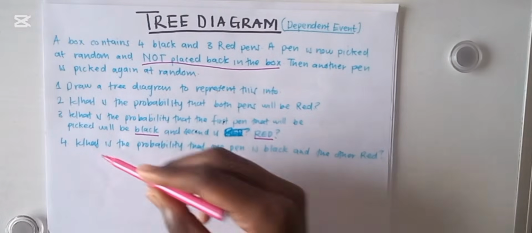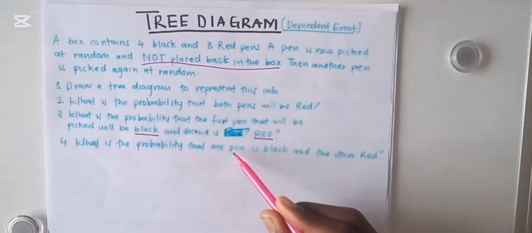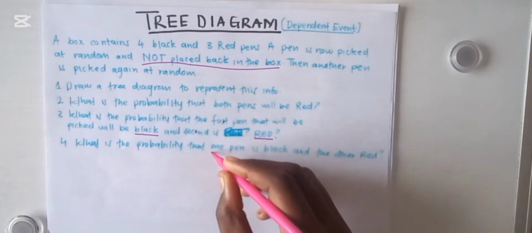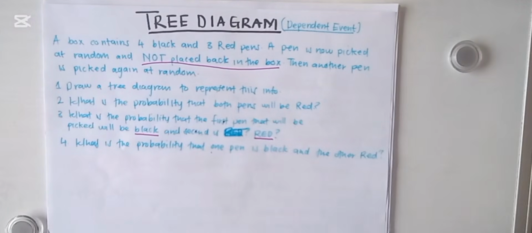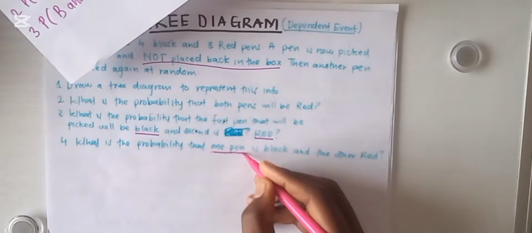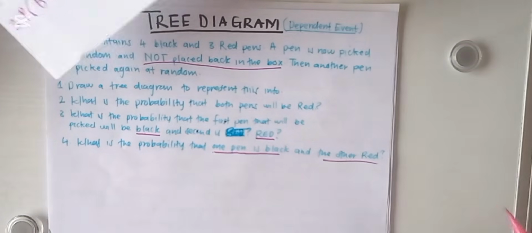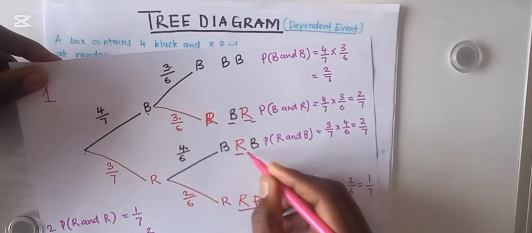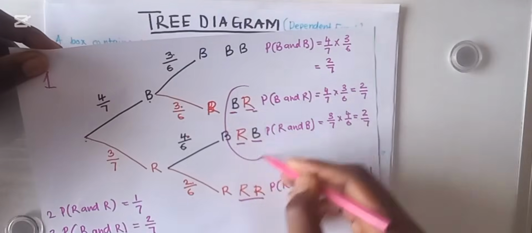Perfect. So what is the probability that one pen is black and the other one is red? So look at this one. They say one pen is black and the other one is red. For this one, they didn't specify which must be first and which second. They just want the probability of each and every branch that has one pen black and one pen red. So this one there's black and red, and this one is black and red. So they want to know the probability of these two.